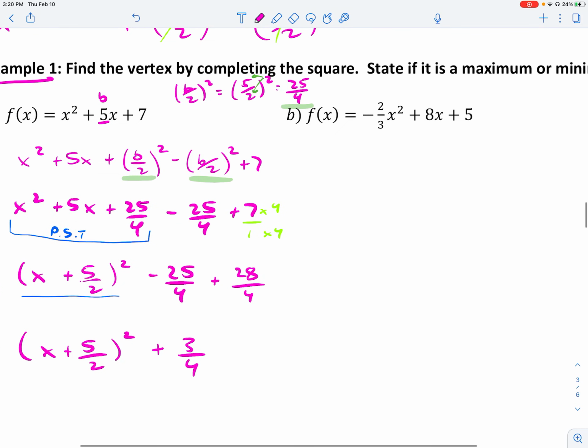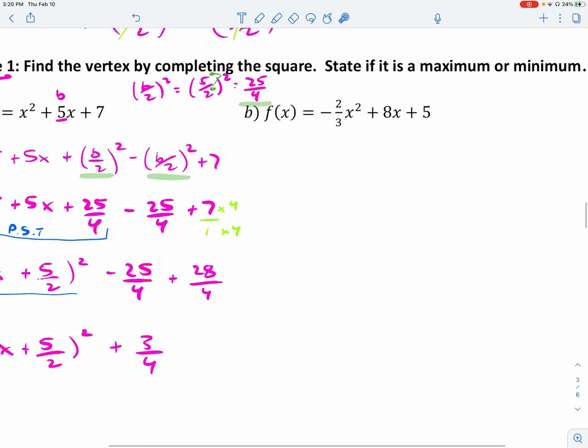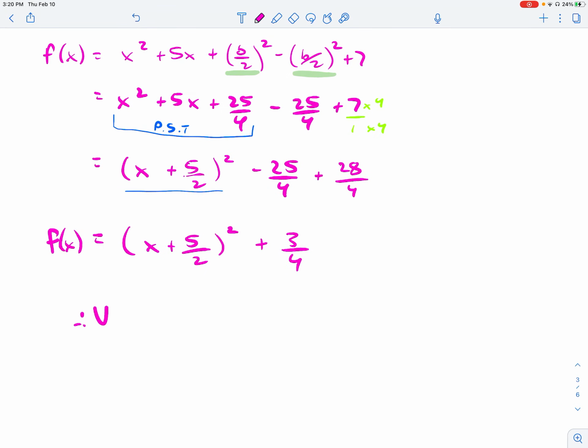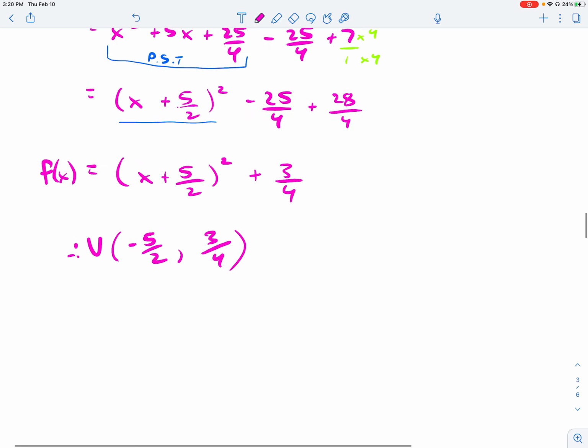We still want to state the vertex, and then state if it's a max or a minimum. So my vertex is going to be the opposite sign of this. It's always the opposite sign, minus 5 over 2. And there's my y value, 3 over 4. My a value for this, well, a is actually 1, so it's positive. So that means this is going to open up.